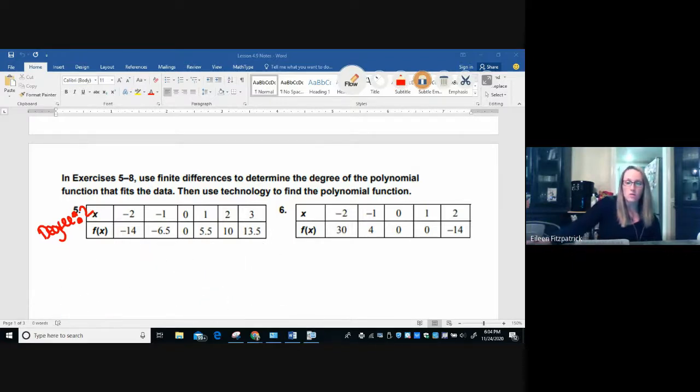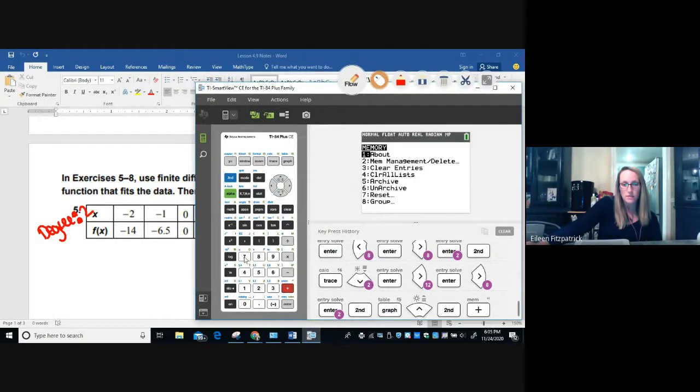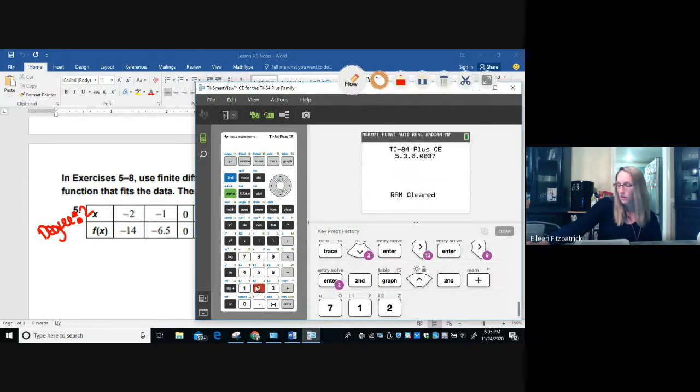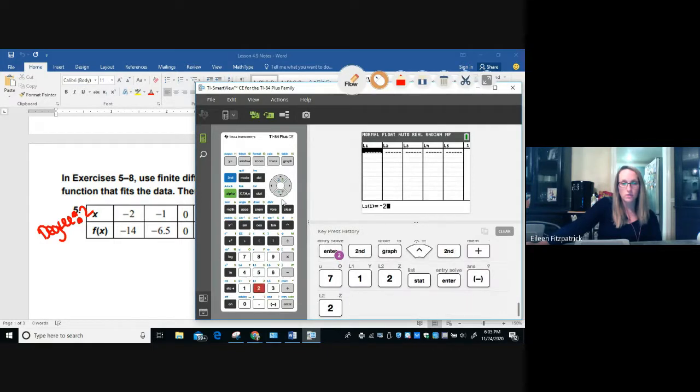Okay. So with your graphing calculator, you're going to hit stat. Actually, let's clear our calculators first in case anything crazy is going on. So second plus 7, 1, 2, just kind of reset and clear. Then you're going to hit stat. Go over to, or select edit, select edit, and you're going to enter the data. L1 is for your x's, so negative 2.